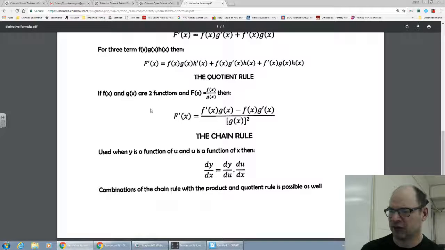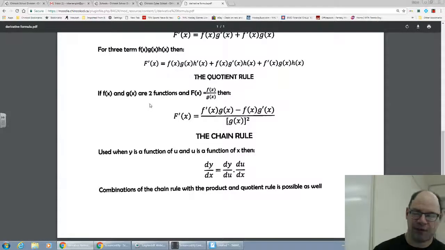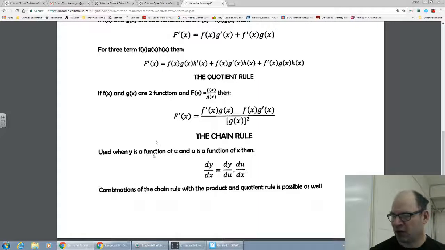Okay. And of course, the chain rule, the rule for it is if you have some expression where y is a function of u and u is a function of x, so you're doing some substitution, then dy dx, the derivative of y with respect to x, is equal to the derivative of y with respect to u times the derivative of u with respect to x.